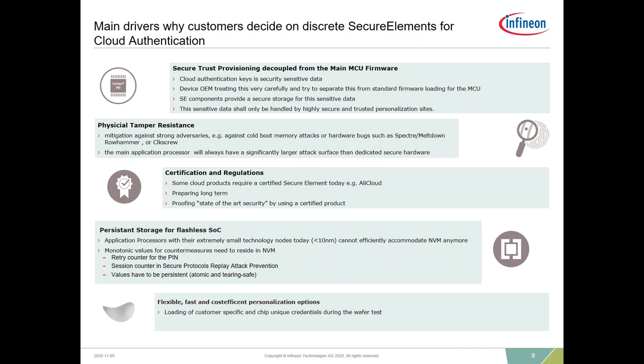So during the production, basically every chip is contacted and the test is operated on that chip. And the semiconductor manufacturer is using this test also to play some data OS applications on the chip. And as this is happening in a massive parallel manner, this is really the most cost-efficient and fast process you can get if it comes to really high volumes. So these are the five reasons why customers are choosing a discrete secure element for their applications.